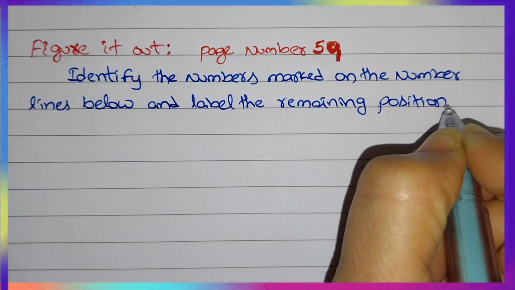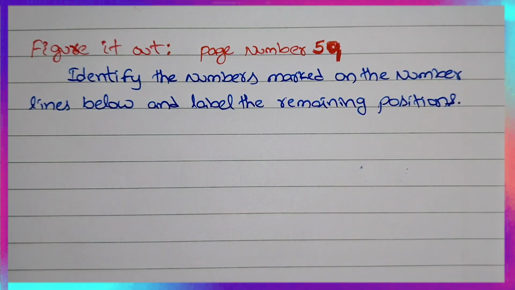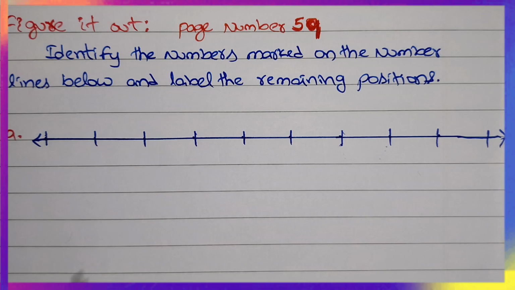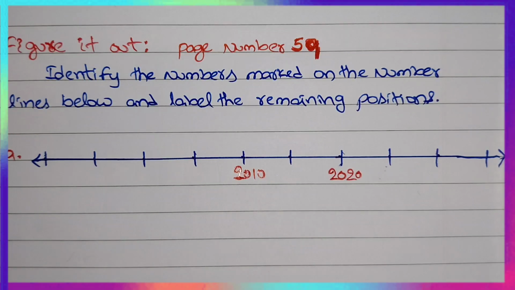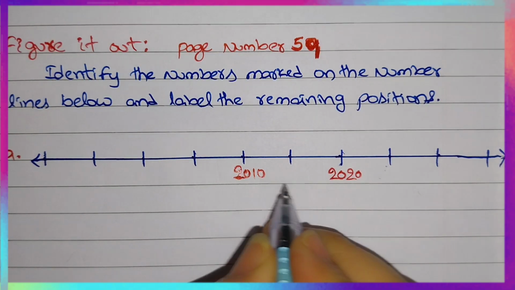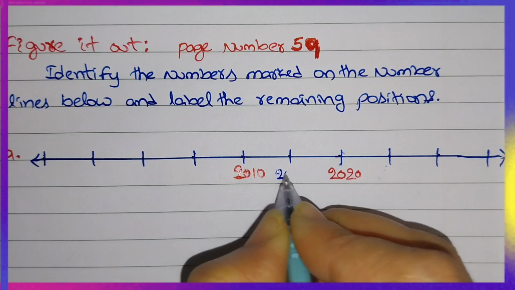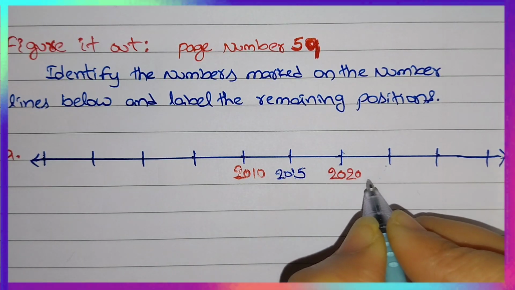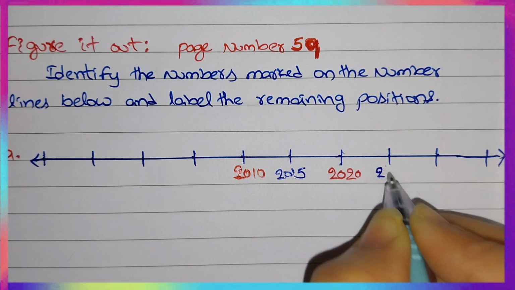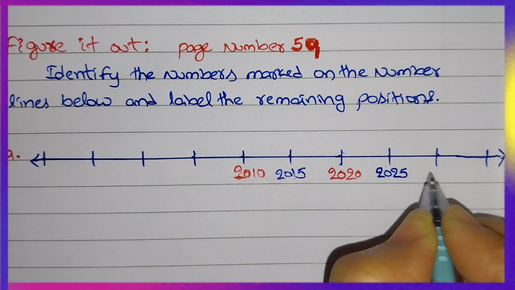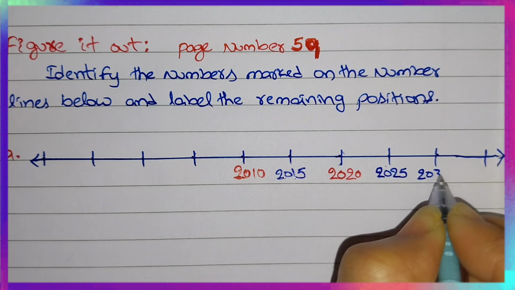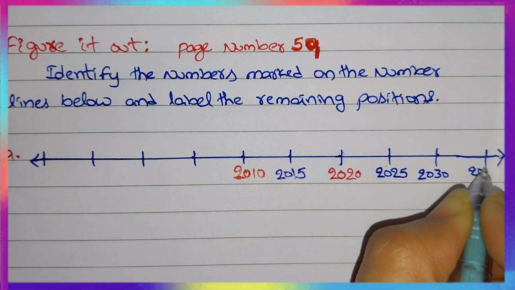We are going to solve the 4 problems. Identify the numbers marked on the number lines below and label remaining positions. The first one, A: this is the number line and they have given two numbers, 2010 and 2020. The number between 2010 and 2020 is their midpoint, so it will be 2015.